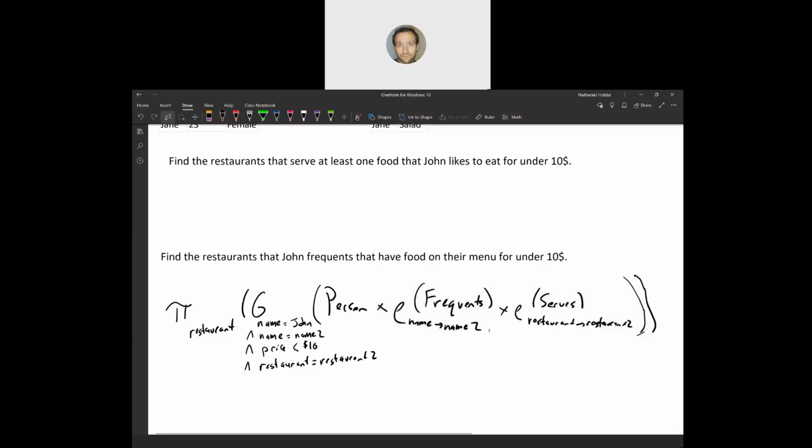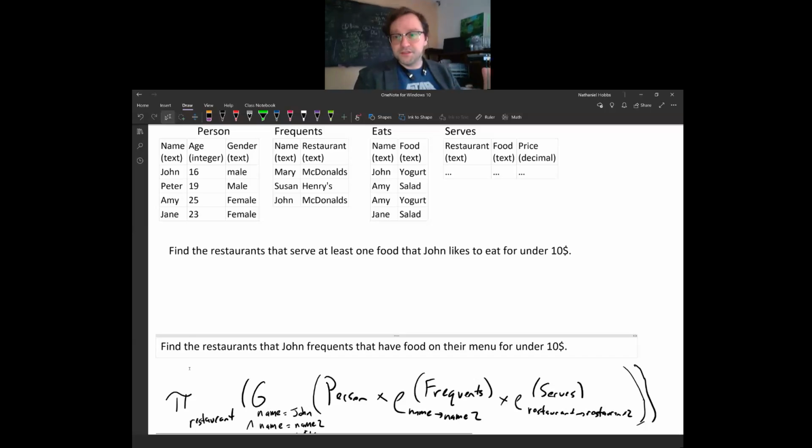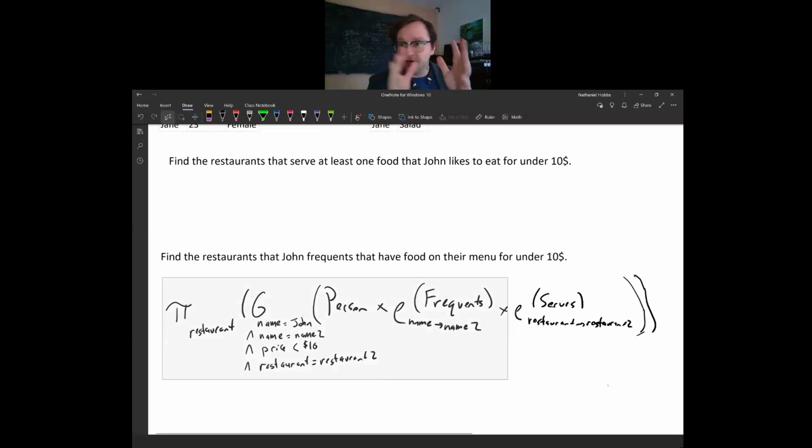But that doesn't say that, I mean, it would be an odd thing, but in any case, maybe John frequents places that don't serve food that he likes. And he only frequents restaurants that serve food he doesn't like. Then there might be restaurants that do serve food that he likes, but not that he also frequents. Yeah, but most of this is good.